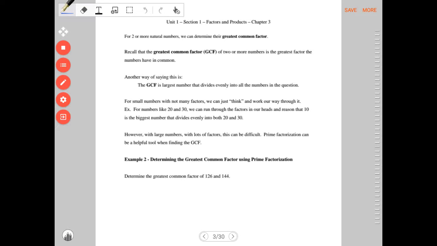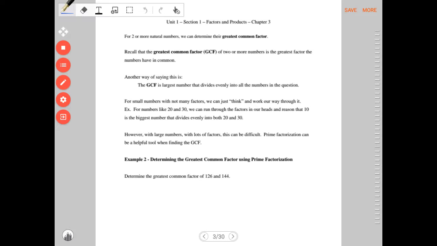Okay, for 2 or more natural numbers, we can determine their greatest common factor. Recall that the greatest common factor, or GCF, of 2 or more numbers is the greatest factor that all the numbers have in common. Another way of saying this: the GCF is the largest number that divides evenly into all the numbers of the question.